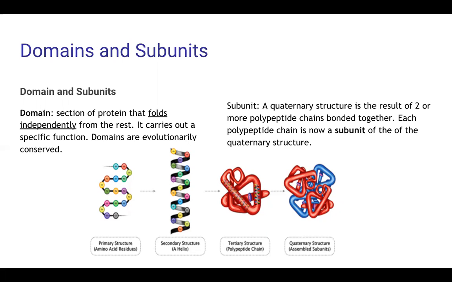So domains are just a section of the protein that fold independently from the rest, and they have their own function. These are usually evolutionarily conserved. So like a domain from an alligator will be similar to a domain in a human or something like that. That's basically what it means by evolutionarily conserved. And like I've been saying, a subunit is just a part of a protein, like a single polypeptide chain. And multiple polypeptide chains can come together to form quaternary structure.